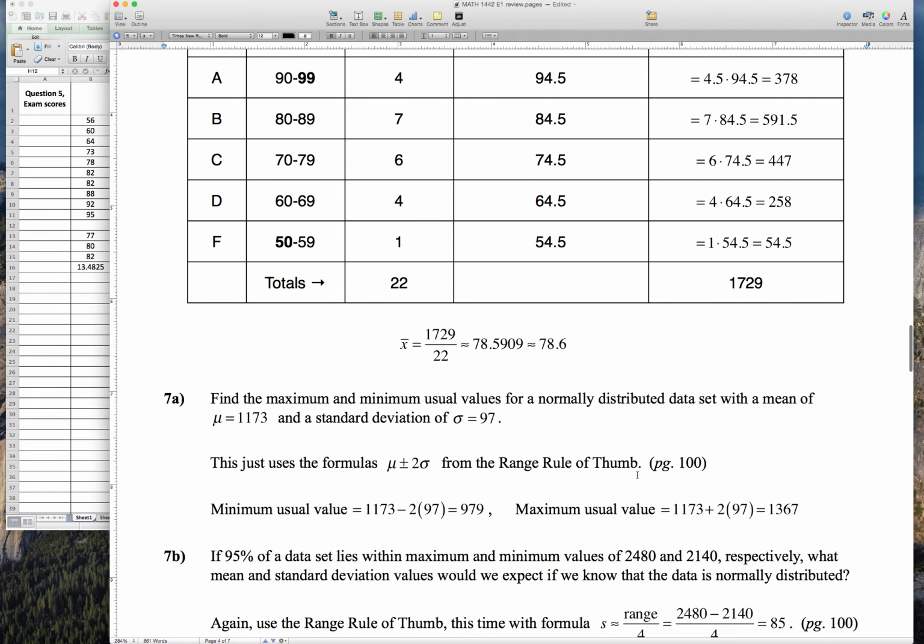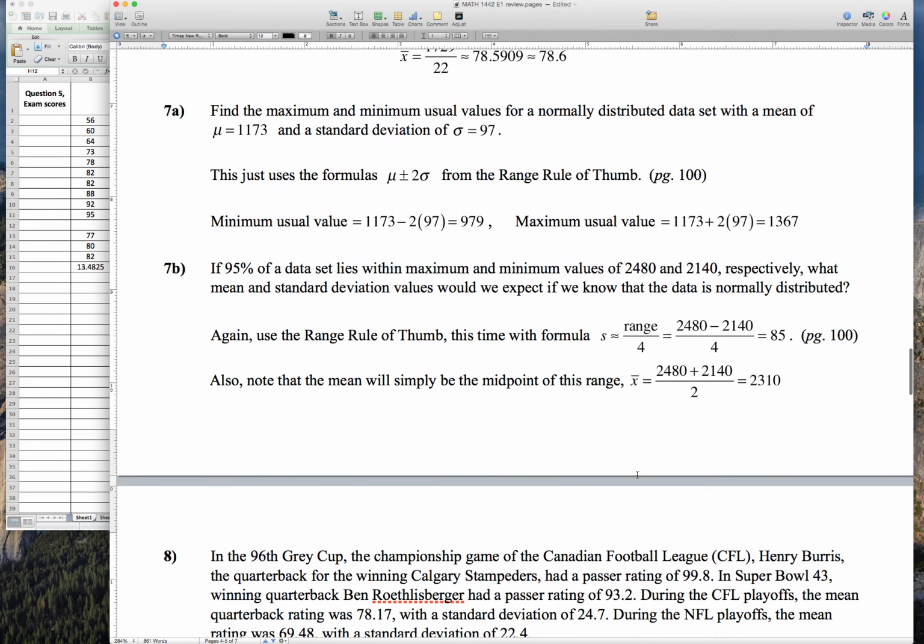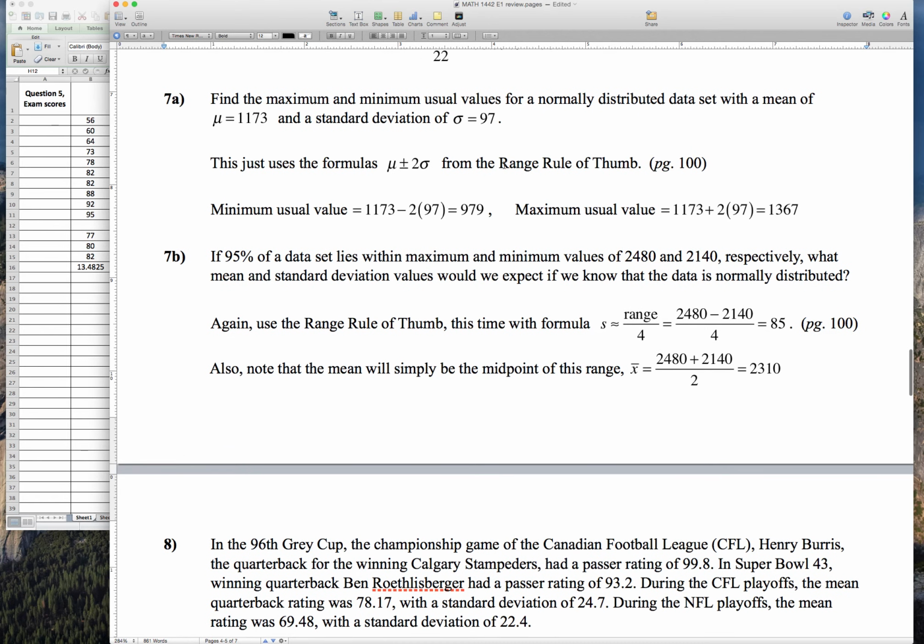Okay, now we'll move on to question 7. Question 7 is going to use the range rule of thumb. I kind of glossed over this in class and didn't make it sound very important, or at least this part of it down here. But we will use this range rule of thumb found on page 100 for a couple of different calculations here.